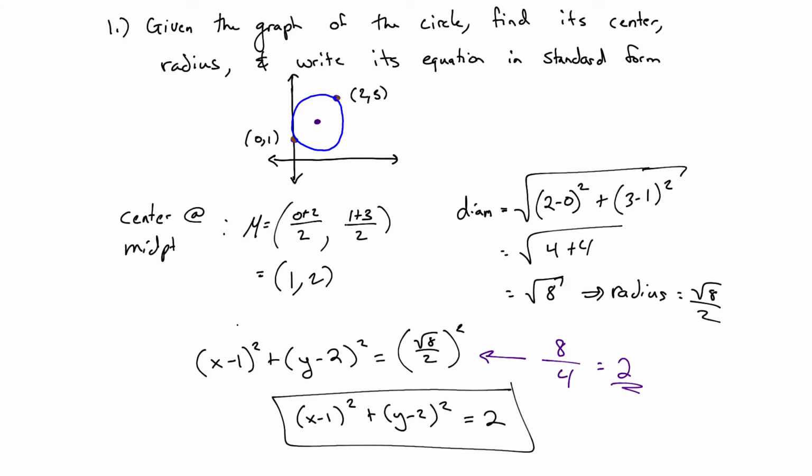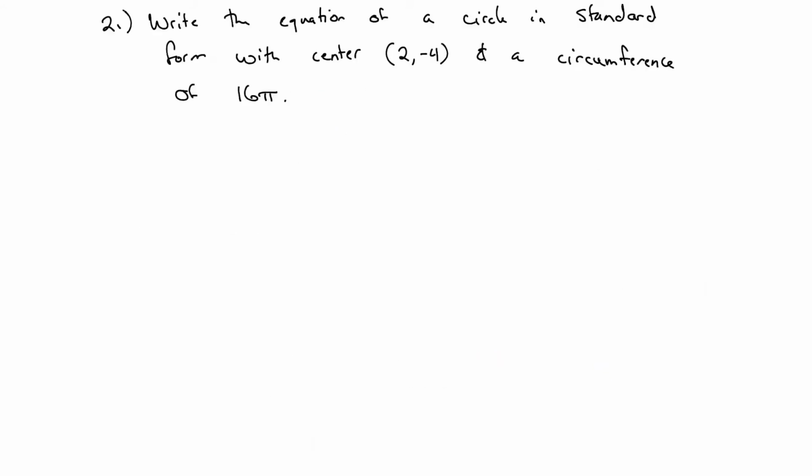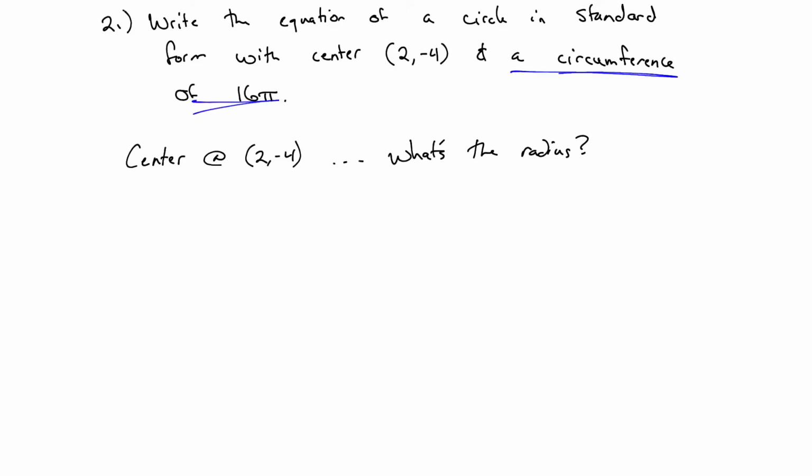Thereby completing question 1. Moving on to question 2, I thought this was a pretty cutesy problem. So, center is already given, right? 2 comma negative 4. What's the radius? Well, there must be something we can use, and particularly, it's going to be this. The circumference is 16 pi. So if you remember, the circumference formula is C equals 2 pi r. We know what the circumference is, 16 pi, and we don't know what r is, but that's what we're trying to find.